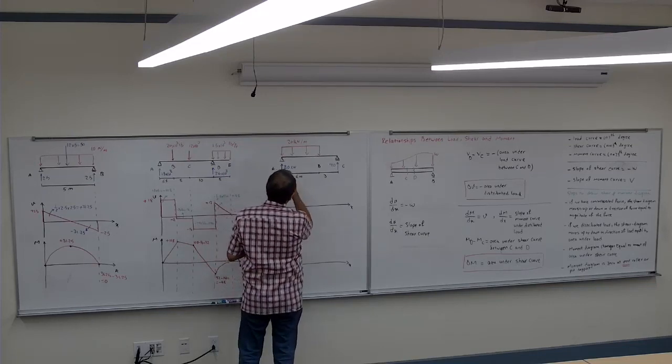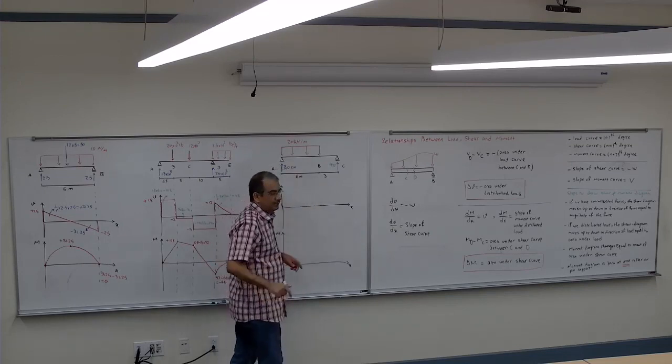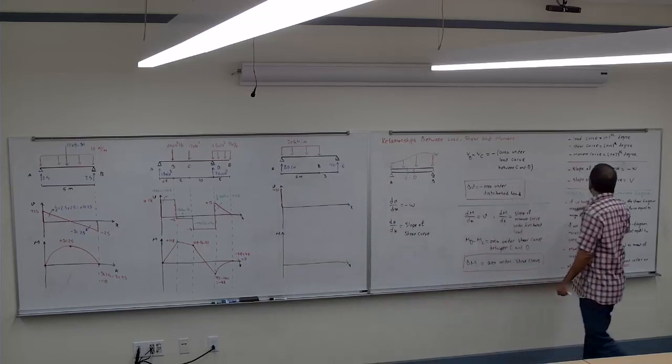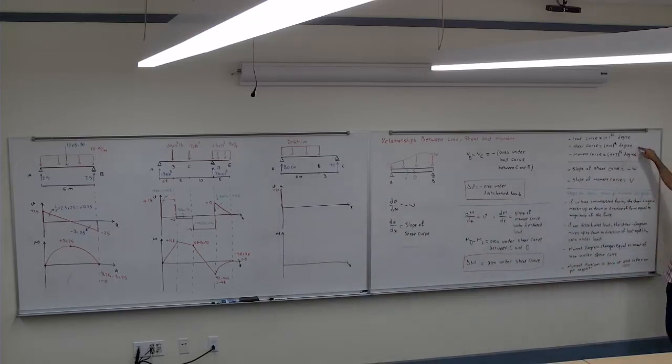Now, between A and B, what happened? It goes down 120. Second degree. Straight line 0, so the load is constant, so it goes down. How much? The area under the curve as a line.